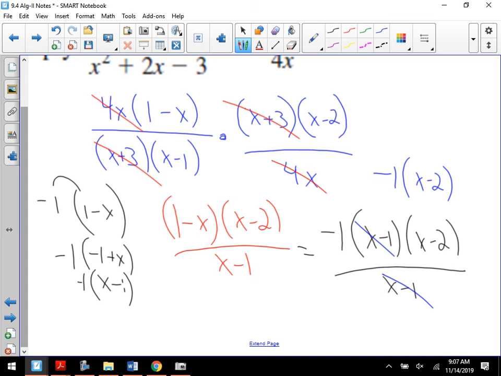Because what happens in the graph of that one, you get holes. And that's something we'll get to later.